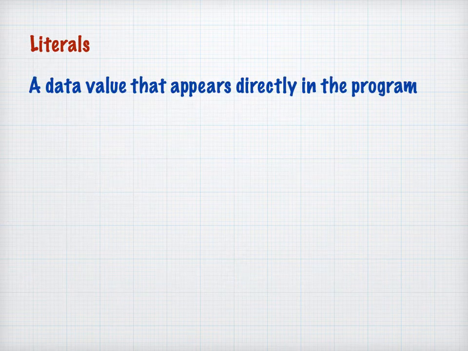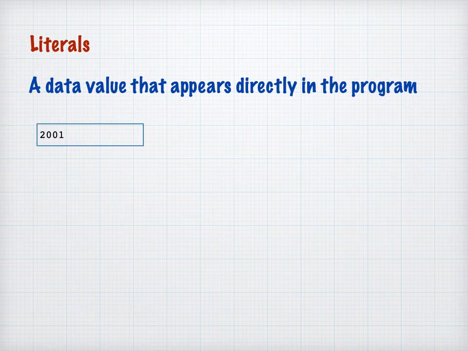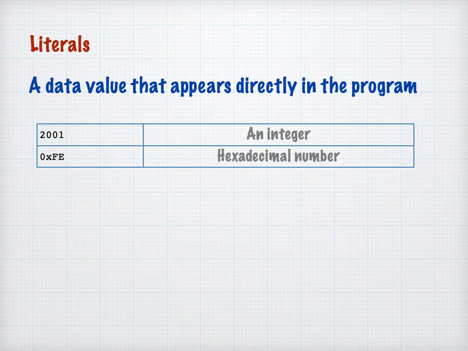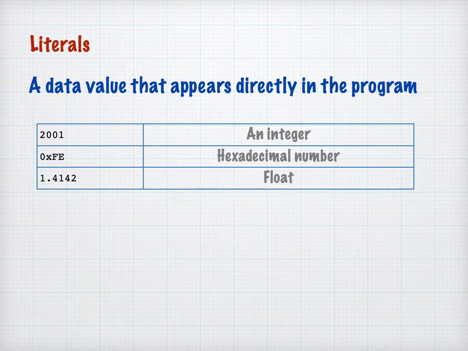Let's move on to literals then. Now literals are actually literally values that occur inside the program. So for example, it could be an integer like 2001. It could be a hexadecimal number that looks like that. It could be a floating point number. Now those are called floats. So 1.4142. That's a number that's got a decimal part.